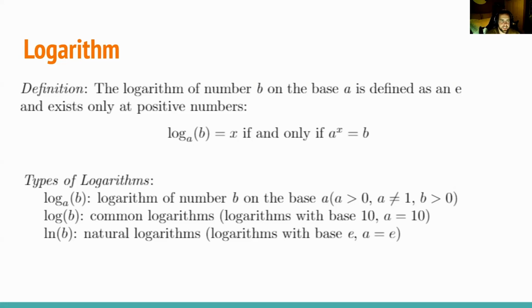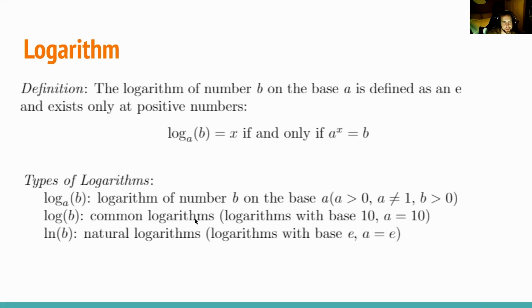So the definition of a logarithm, you can see there: the logarithm of number b on the base a is defined as an exponent and exists only at positive numbers. Log of the base, in brackets, of a logarithmic number b is equal to x. And so this is the exponent of a to the power of x is equal to b.